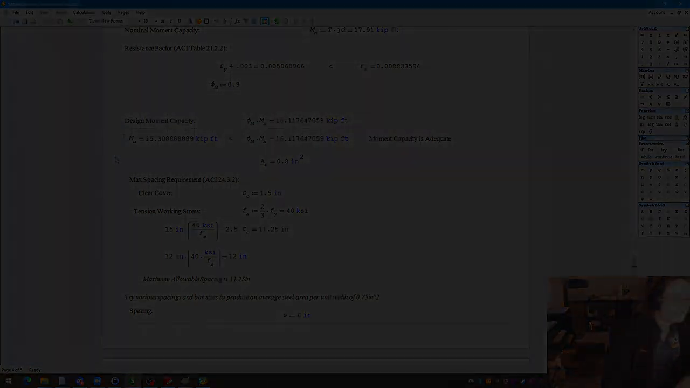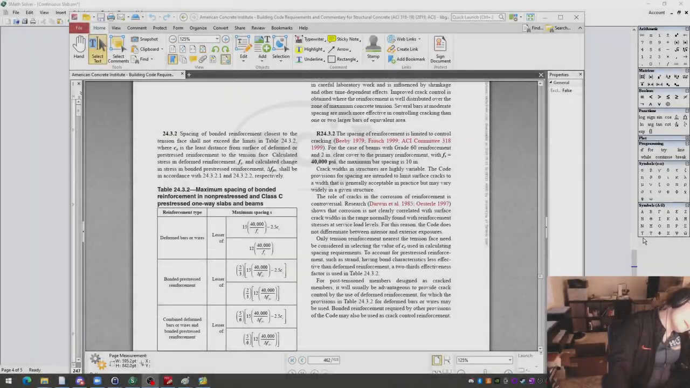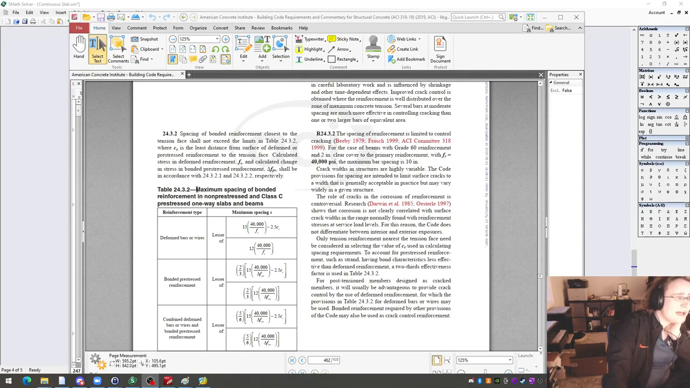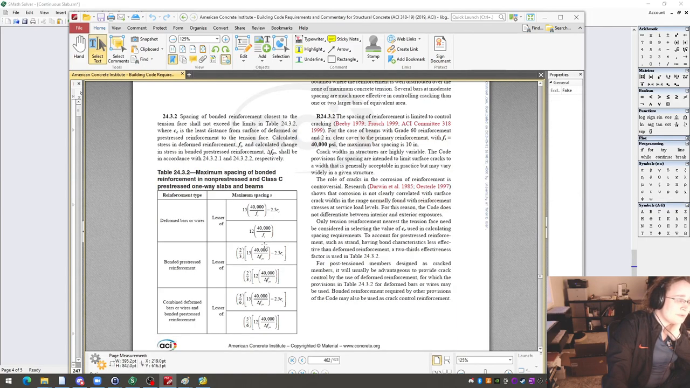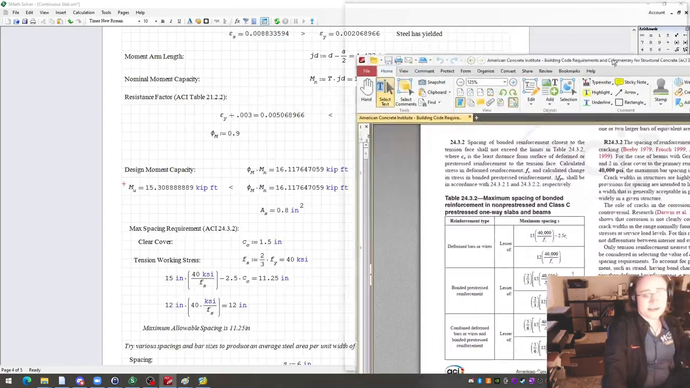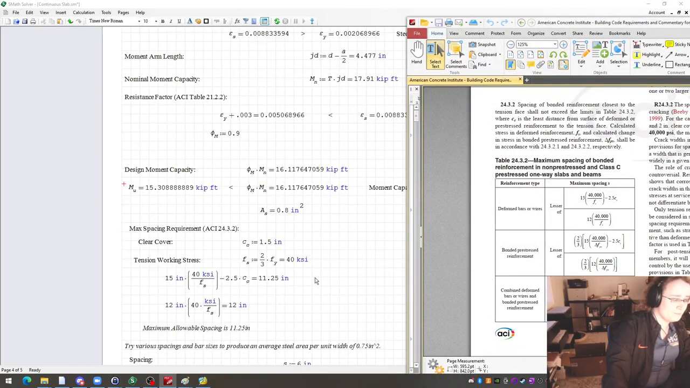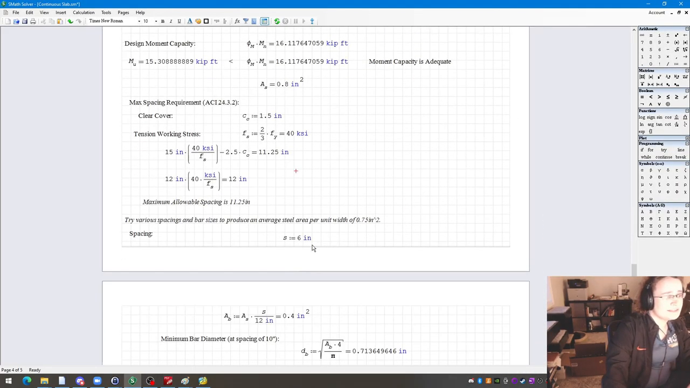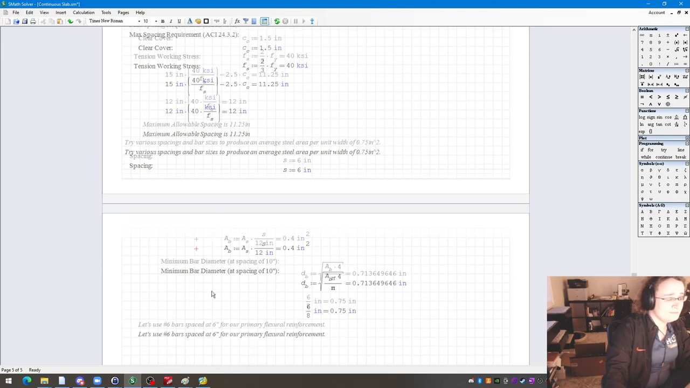Now, we have a couple ways of doing this. All right, so looking at table 24.3.2, we have to consider a maximum spacing, and that's maximum spacing of bonded reinforcement in non-prestressed beams and one-way slabs. Now, we do need to consider c sub c, and this will be a little bit tricky because we don't know the bar size yet. So let's go ahead and figure that out.